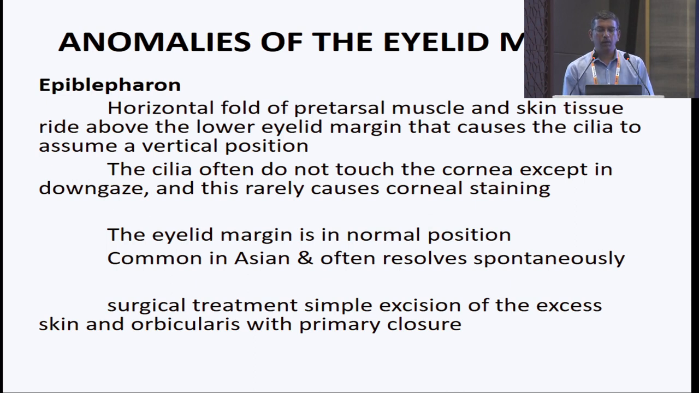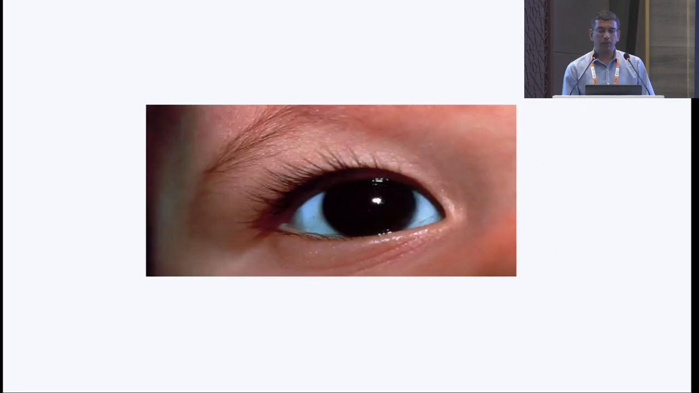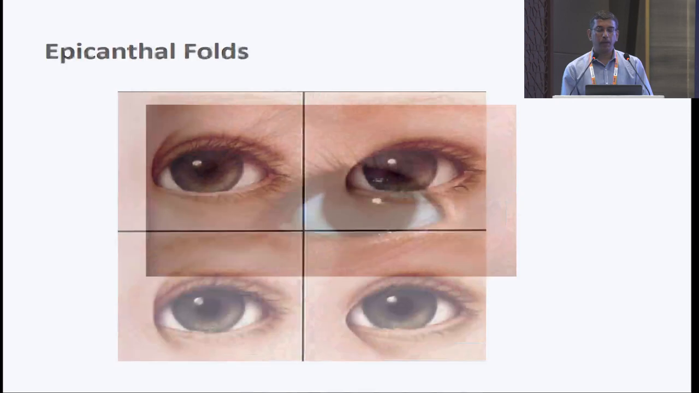And basically, as the child grows and the cheek fat decreases, the eyelid position generally comes to normal. If it is persistent or the lashes are more inward, then you can require a small surgical procedure to excise the excess skin and orbicularis. This is what epiblepharon means. As you can see, the lashes are becoming vertical, but they are not going inside. So the lid margin is normal.